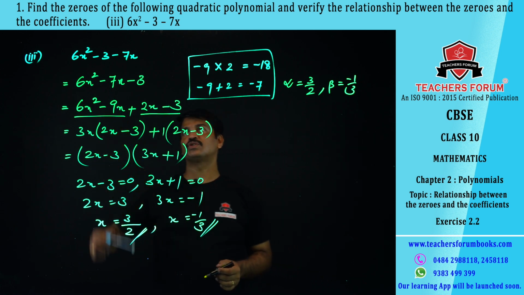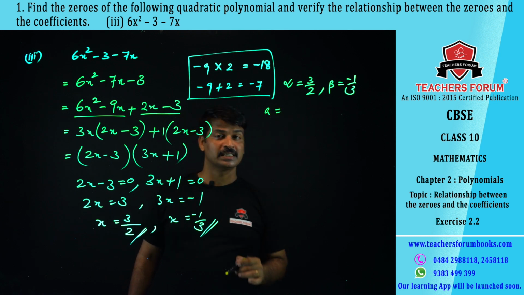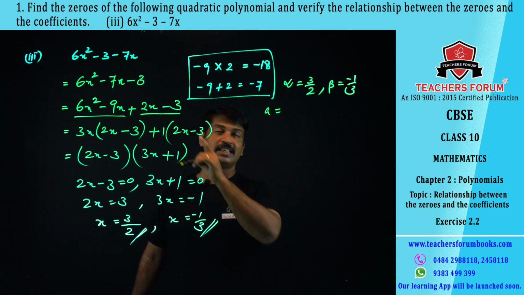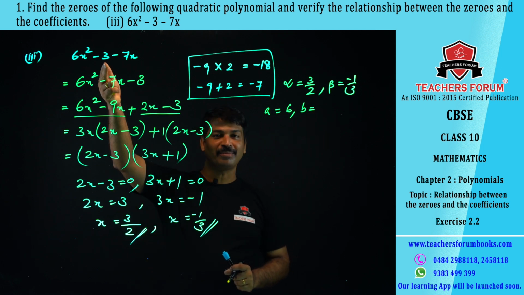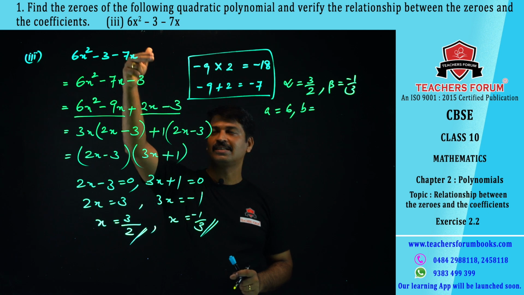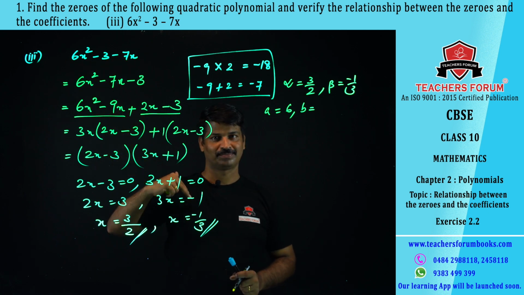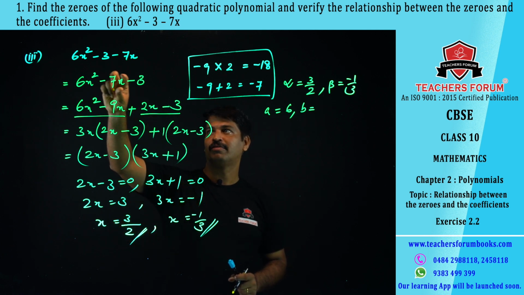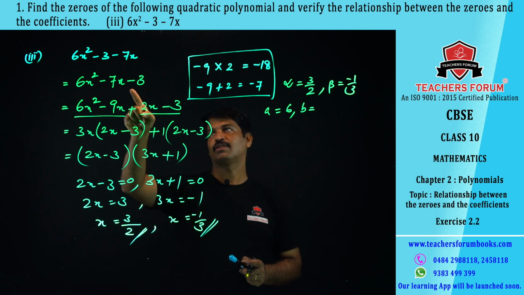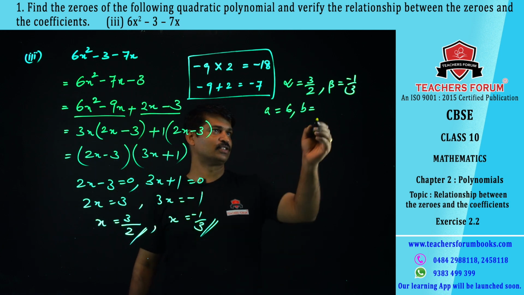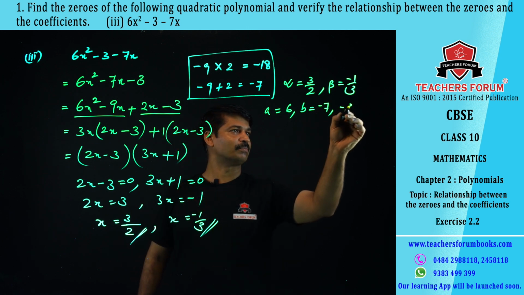Now let us find the values of a, b, c from the given polynomial. Can you tell me what is a here? Here a is the coefficient of x square, that is 6. What is b? It is not minus 3. See, this is not in the standard form. So you have to write the given polynomial in the standard form. Then you can find the value of b as minus 7. Actually, b is the coefficient of x. What is the coefficient of x here? That is minus 7. So the value of b is minus 7. What is c? Constant term, that is minus 3.